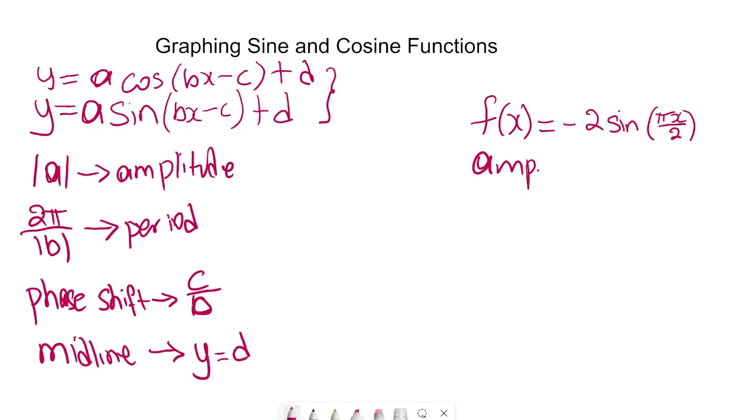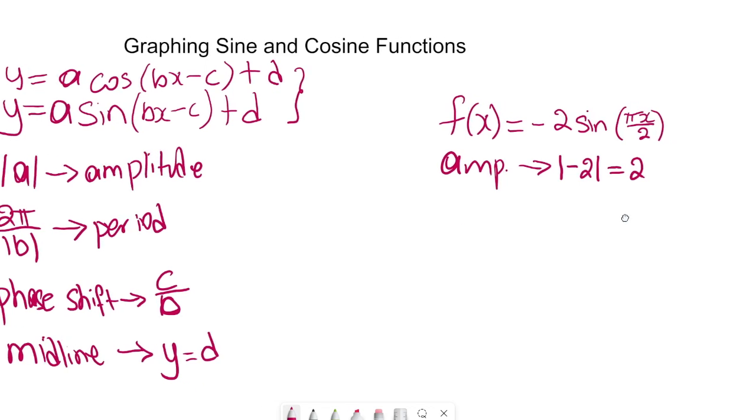The amplitude is going to be the absolute value of A, and that's why we use the absolute value, because you can have a negative value. If you recall, the absolute value of -2 is 2. So what this means for us is whatever our midline is, the graph is going to have a height of 2 from the midline and a depth of 2 from the midline. Okay? So we keep that in mind as we go.